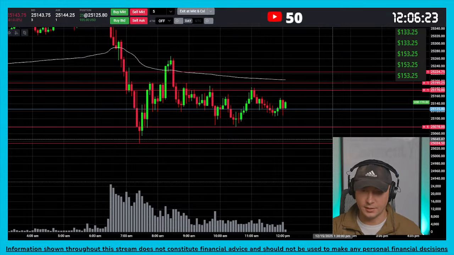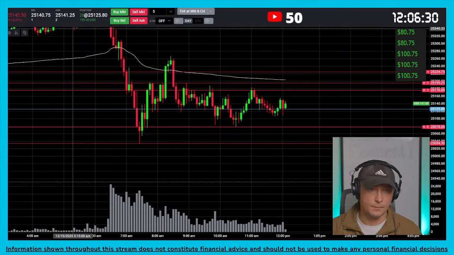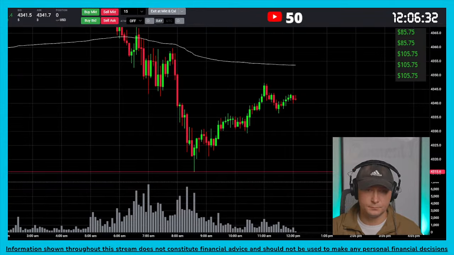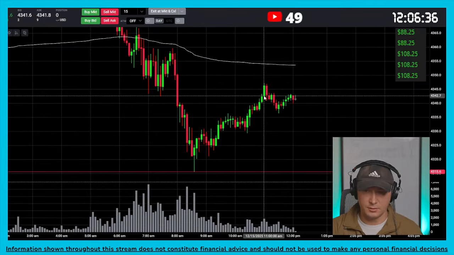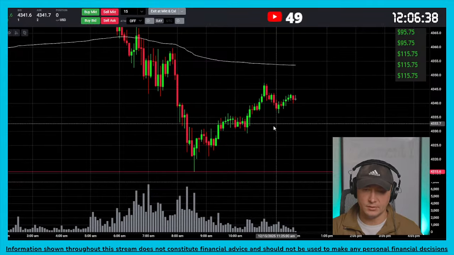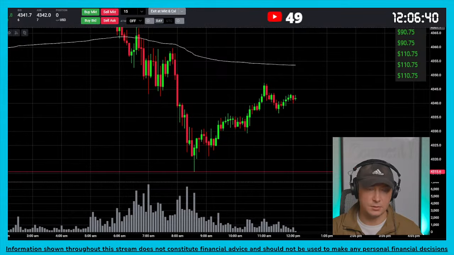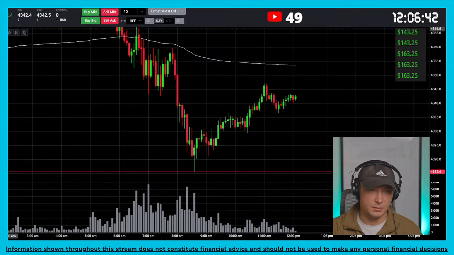Nice. Got out of that NASDAQ long. Good long. So if NASDAQ breaks out here, there is potential of gold possibly retesting some of these lows. So I would rather be stopped out of the gold long here.